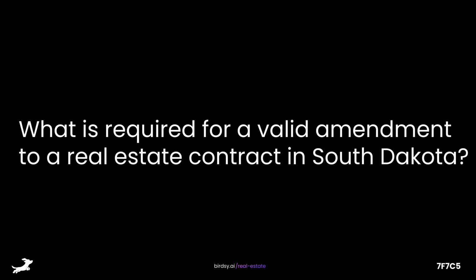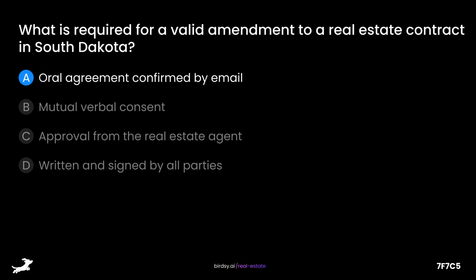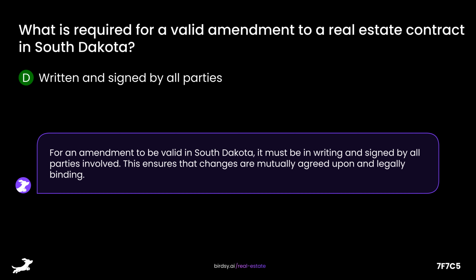What is required for a valid amendment to a real estate contract in South Dakota? Is it A, oral agreement confirmed by email? B, mutual verbal consent? C, approval from the real estate agent? Or D, written and signed by all parties? The answer is D, written and signed by all parties. For an amendment to be valid in South Dakota, it must be in writing and signed by all parties involved. This ensures that changes are mutually agreed upon and legally binding.